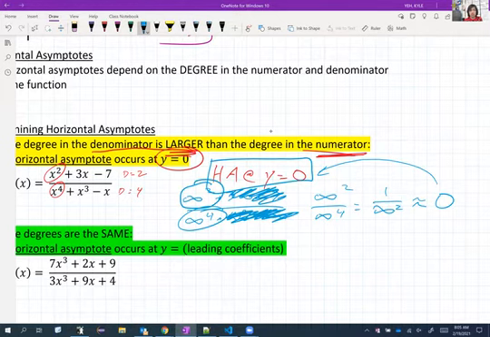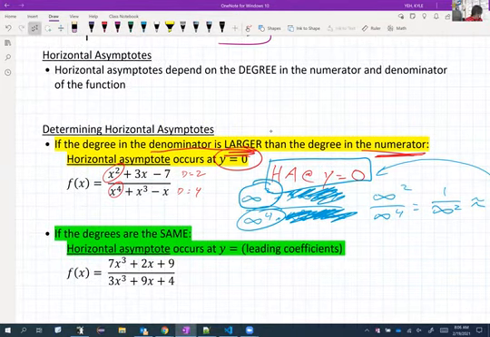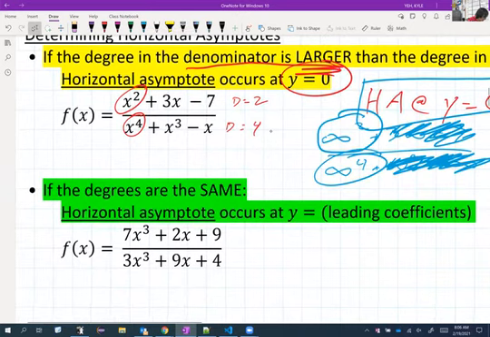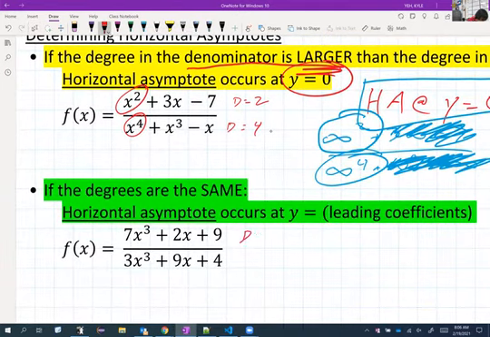There's one other horizontal rule for us to look at, and that's in green down below. If the degrees on top and bottom are the same, there's a horizontal asymptote at y equals the leading coefficients. What does that mean? Well, look at our example here. Degree on top looks like it's going to be 3 because we have x cubed as our highest degree. Degree on bottom is also 3, so right there, degrees are the same, top and bottom. So where are we going to find our horizontal asymptote?